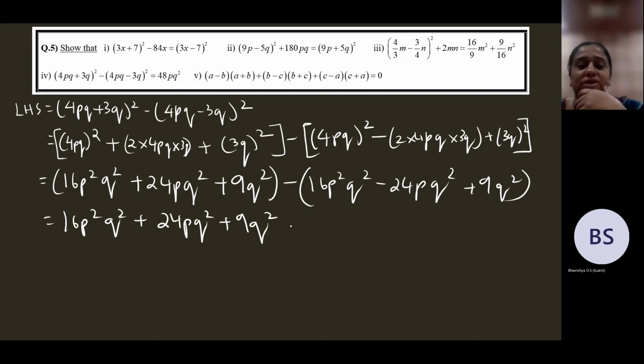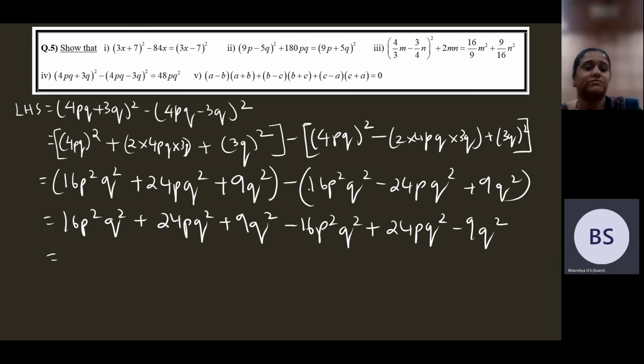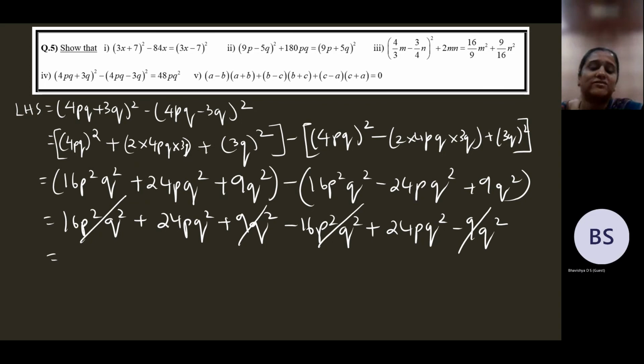Now the signs will change, right? Yes, ma'am. Minus 16 p square q square plus 24 p q square, correct? Minus 9 q square, correct? Okay. Now simplify. What gets cancelled? 16 pq square and 16 pq square, ma'am. Plus minus. Yeah, correct. Next. 9q square and minus 9q square, ma'am. So now what is left? 24 pq square plus 24 pq square, ma'am. What is 24 plus 24? 48, ma'am. PQ square, you should write as it is.